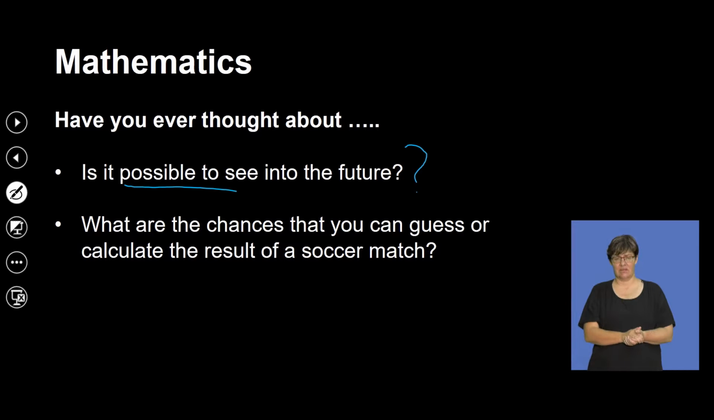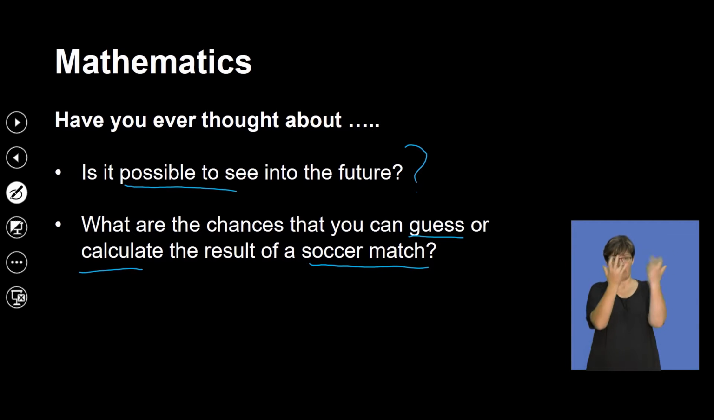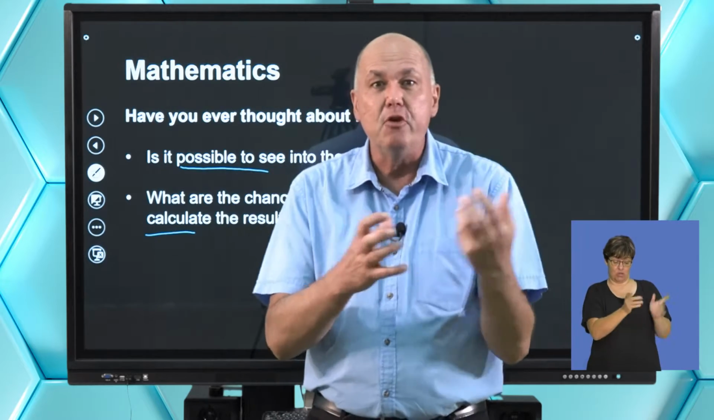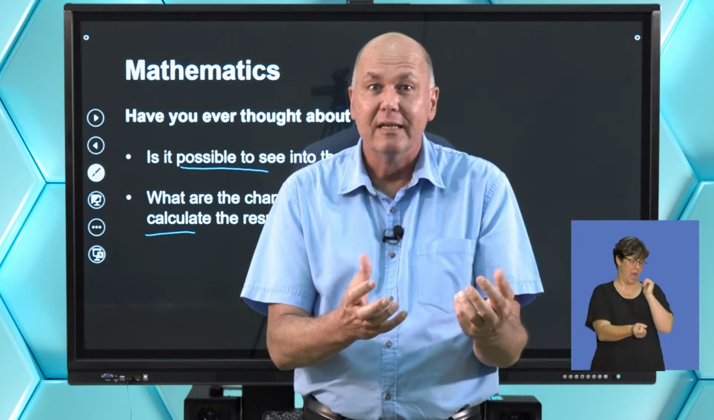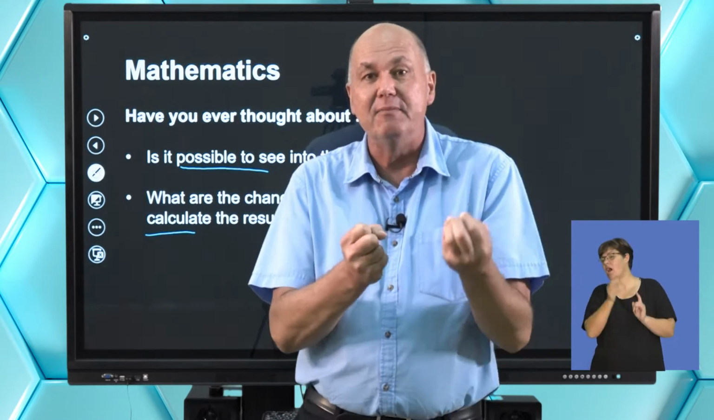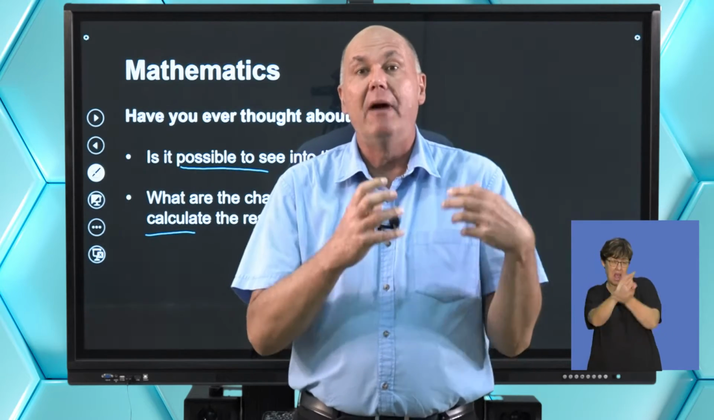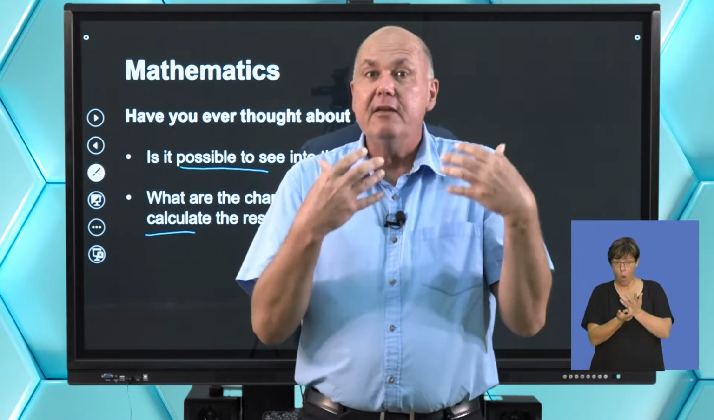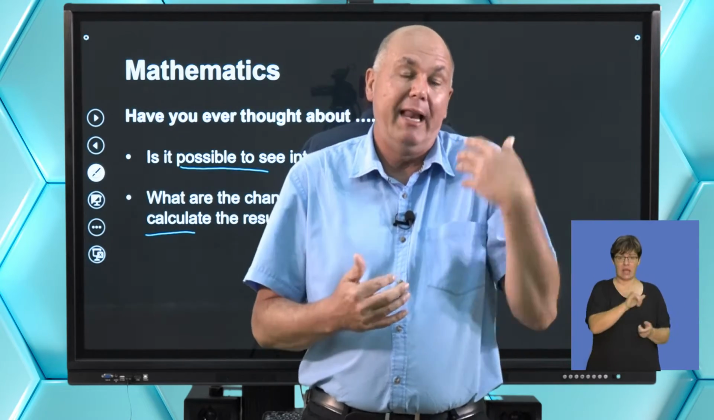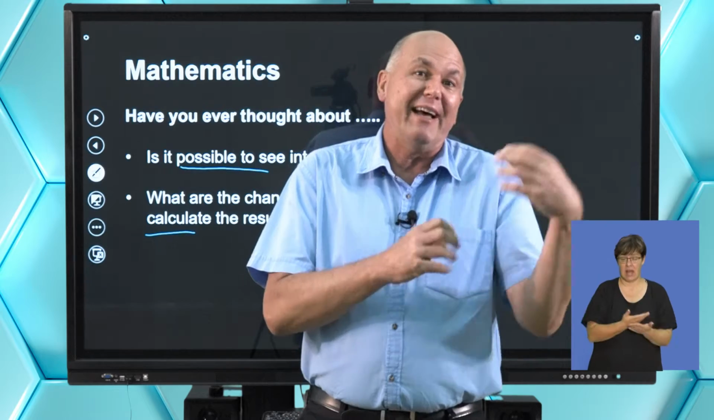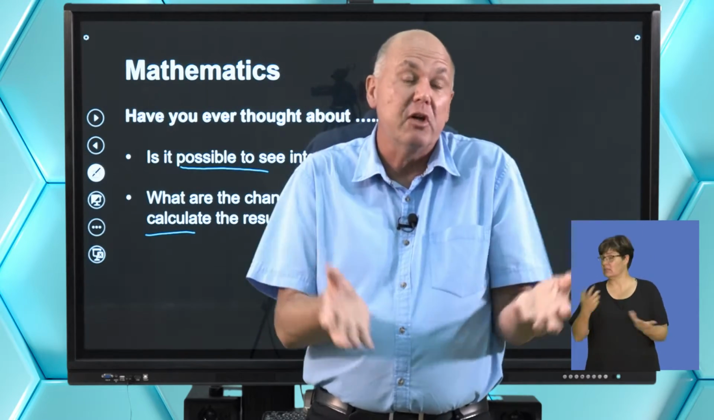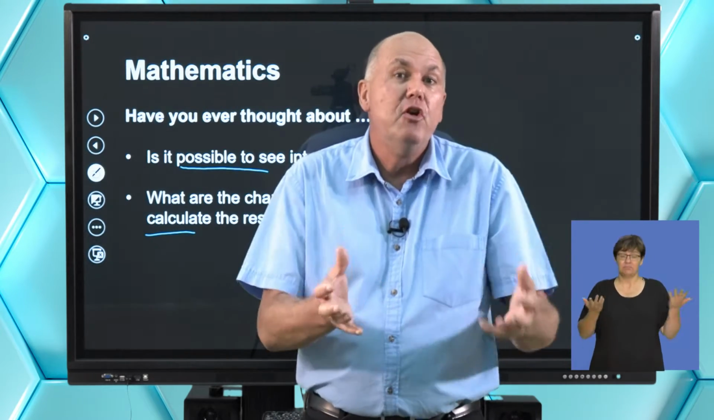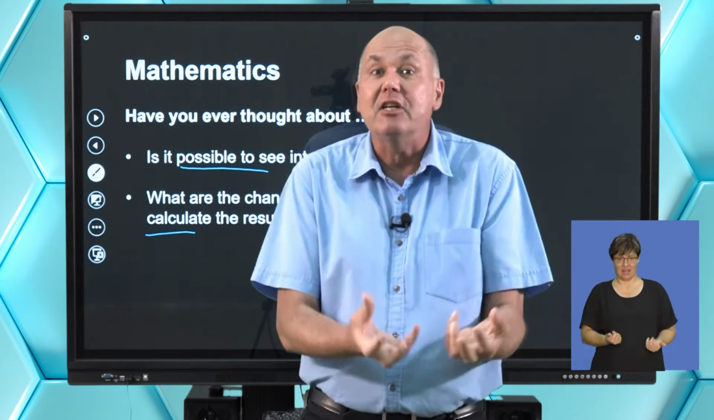But what are the chances that you can guess or calculate the result of a soccer match? Well, if it's a certain soccer team, maybe you can look at what has happened in the past and from that try and make an estimation and predict what the result might be. But of course, there are always surprises and upsets, and even the team that wears yellow and black can lose sometimes, or that other team that wears red can also lose sometimes. But you never know what's going to happen until it actually happens.